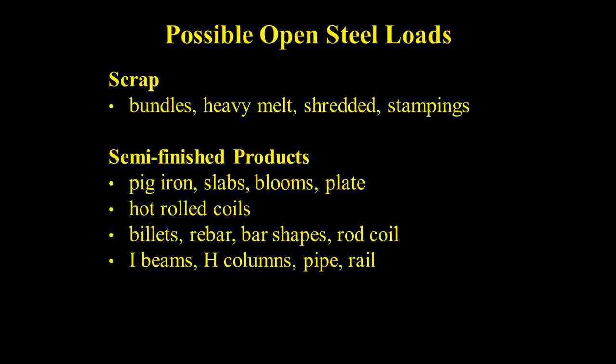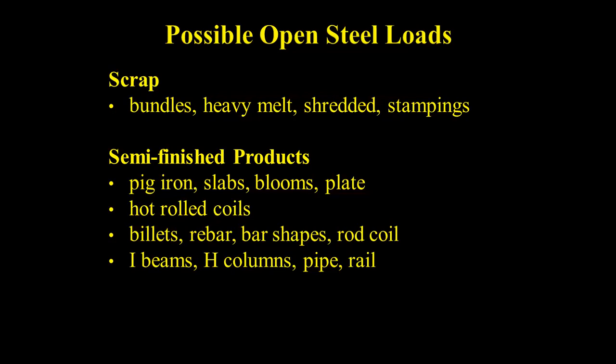So here's just some possible open steel loads that you could have on your layout. Scrap comes in a lot of different forms. Bundles, which look like cubes of steel that have been squashed into little squares. Heavy melt could be almost anything that's been taken apart and can be recycled. Shredded scrap and stampings that often come from companies that make cans and things like that.